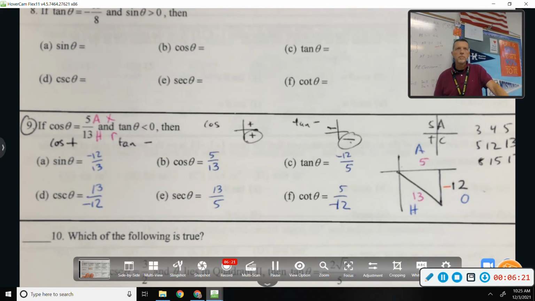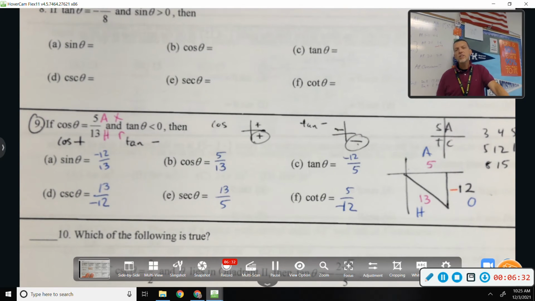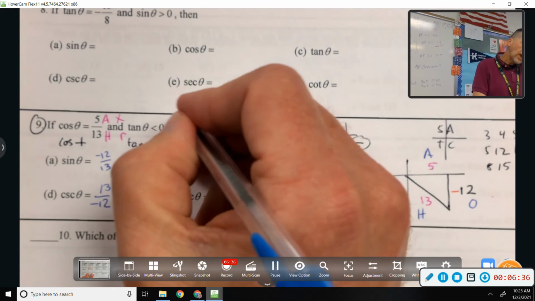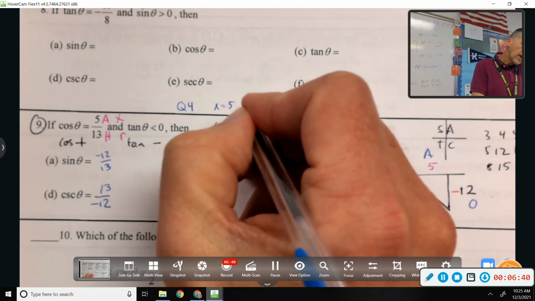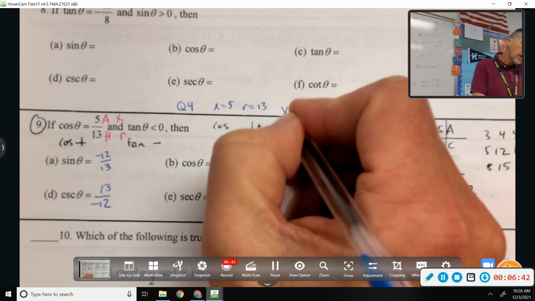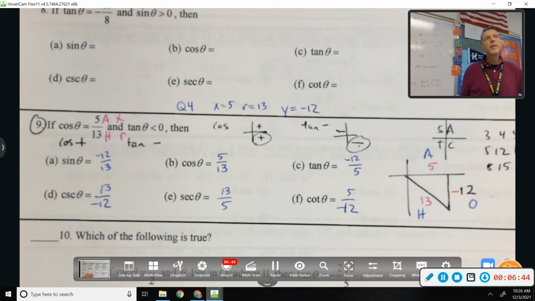Do you have to draw the triangle? Is that the question? If you're not going to draw the triangle, then I would need you to at least say quadrant 4, x equals 5, r equals 13, and y equals negative 12. I would strongly recommend drawing the triangle.